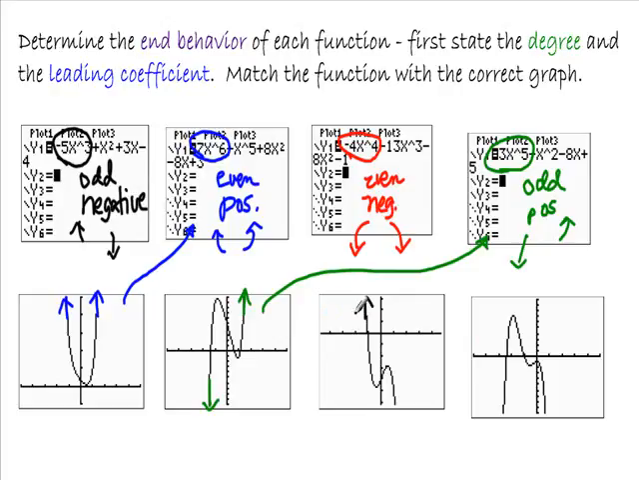Then we have a function whose graph is going up to the left, down to the right, so we know that's odd, and that is the one with a negative leading coefficient. And finally, we have a polynomial whose graph is going down in both the left and the right, so that's going to be an even degree with a negative leading coefficient. Okay? So that's how you can use the leading coefficient test to determine the end behavior of a function.